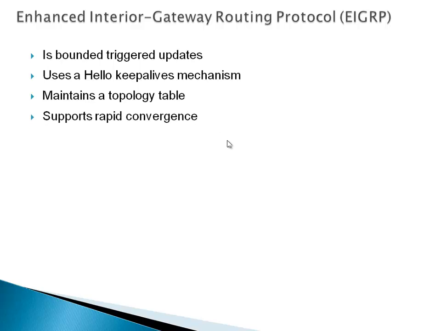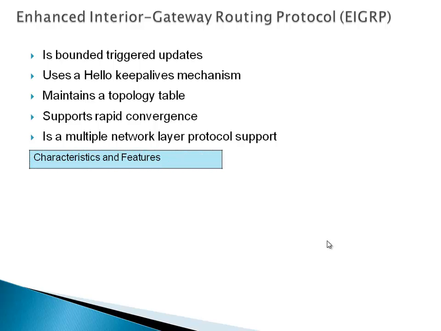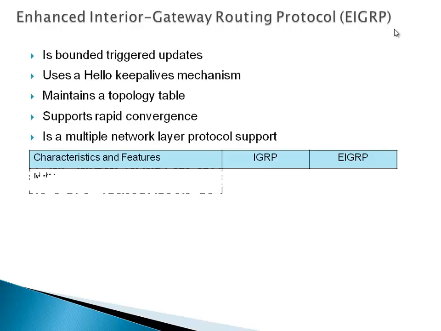So it keeps in the topology table all the networks that it's learning from the neighbors. It supports rapid convergence, which is very important, much faster convergence than RIP. It has multiple network layer protocol support, so it supports IP, IPX, and so on. These are the characteristics and features. We have two protocols, EIGRP legacy, which we don't use anymore or is not supported on many new Cisco devices, and EIGRP.